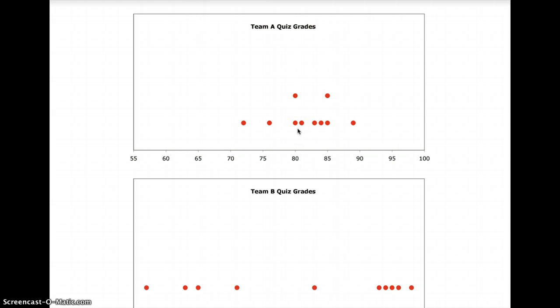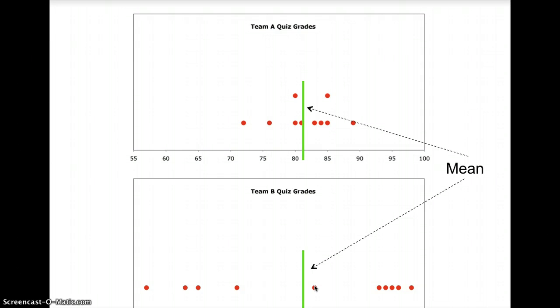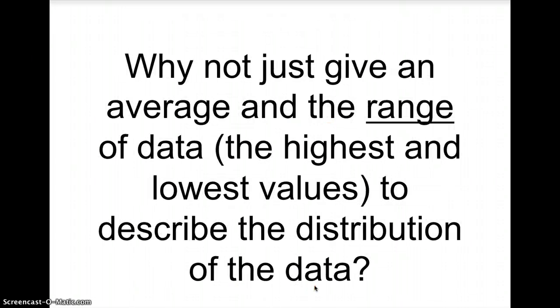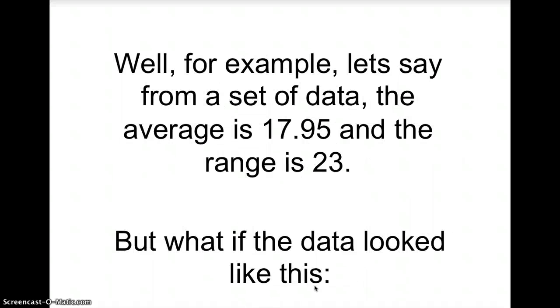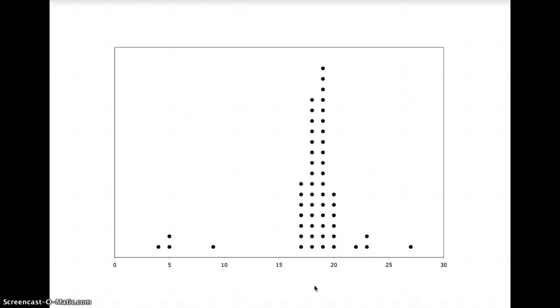But the other class that took the quiz, the low score was down here in like the 57 range. The high score was like in the 98 or 99 range. So we've got a very different range here and a very different distribution of our scores. However, the mean value for both graphs are the same. So just talking about the mean and the range isn't good enough. We're going to actually talk about the deviation from the mean as a way of describing our data.